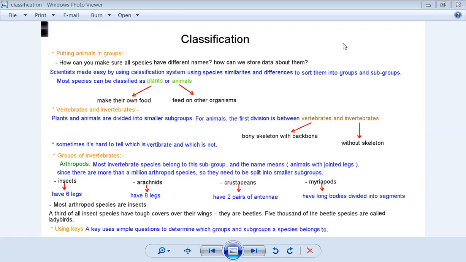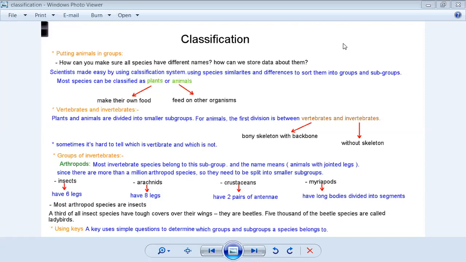When you look at a living organism in front of you, trees, a snail on a tree, or a tortoise, or a cat sleeping on the tree, the first thing we will recognize is that the cat is an animal and the tree is a plant. So this is the first classification: whether this organism is a plant or an animal. So putting animals in groups, how can you make sure all species have different names? And how can we store data about them? If we want to store more data about them, we need to classify them first.